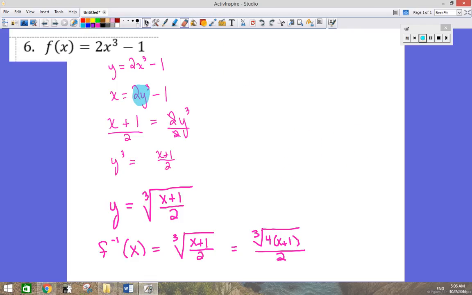So to be clear, here was the original function f. I know it was a transformation of my cubing function. I know that this cubing function is a one-to-one function. So when I find the inverse, I know the inverse is going to be a function. And this is the inverse function, and this notation, this negative 1, is not an exponent. This is just the title, the name, the way that we name an inverse function. Alright, so I hope that helps.